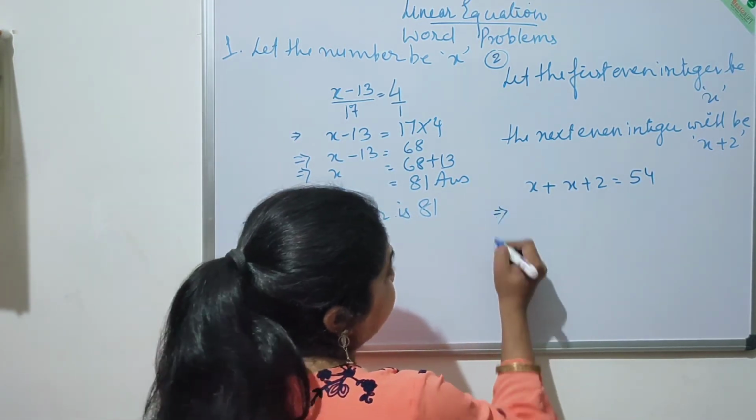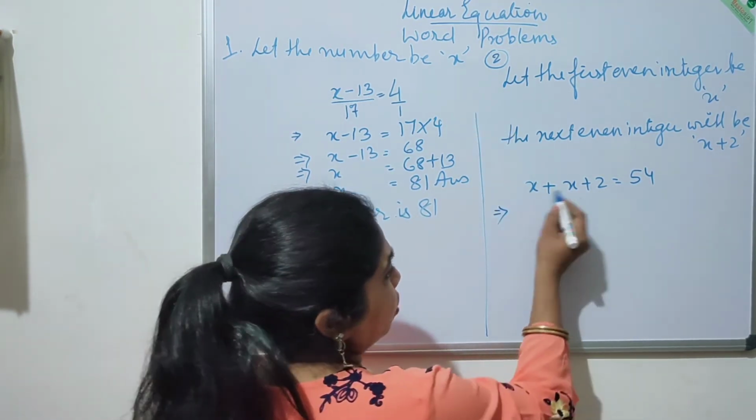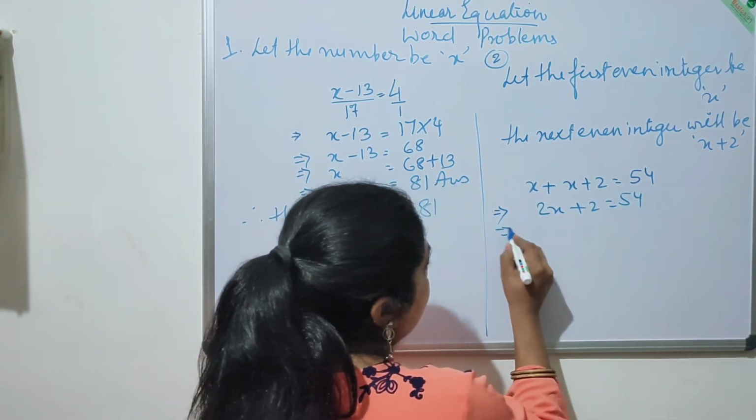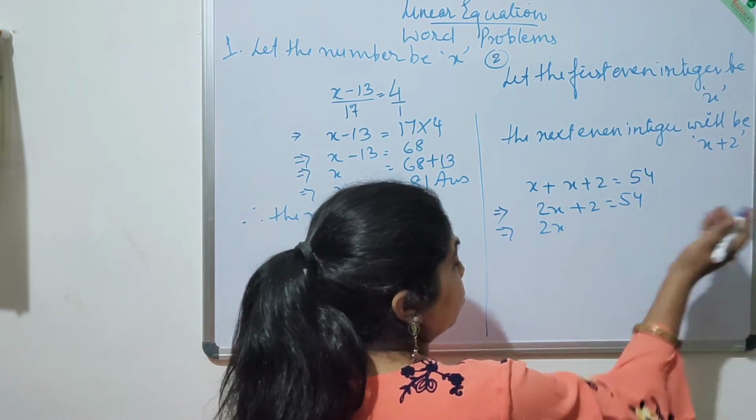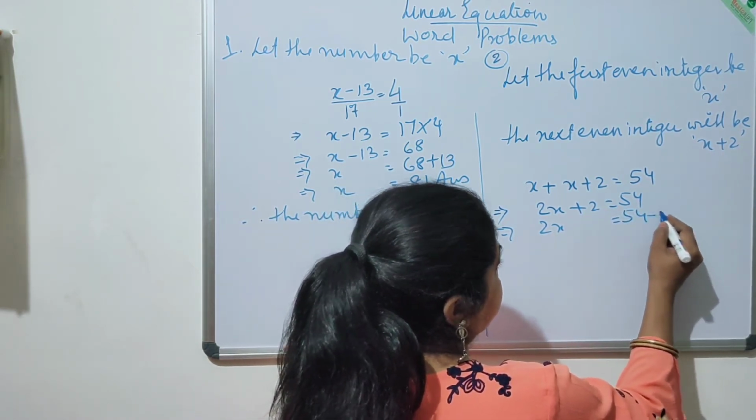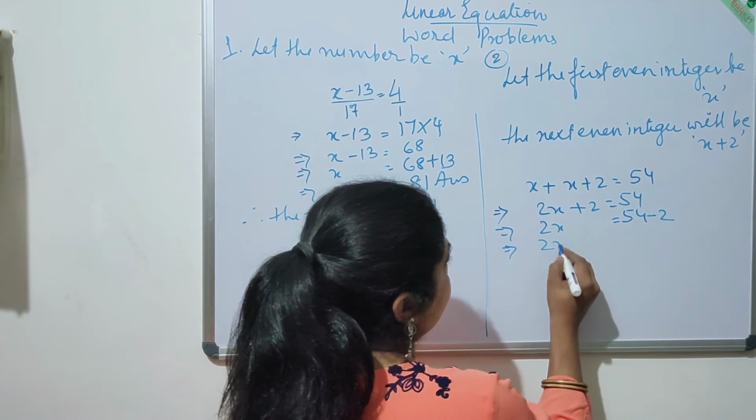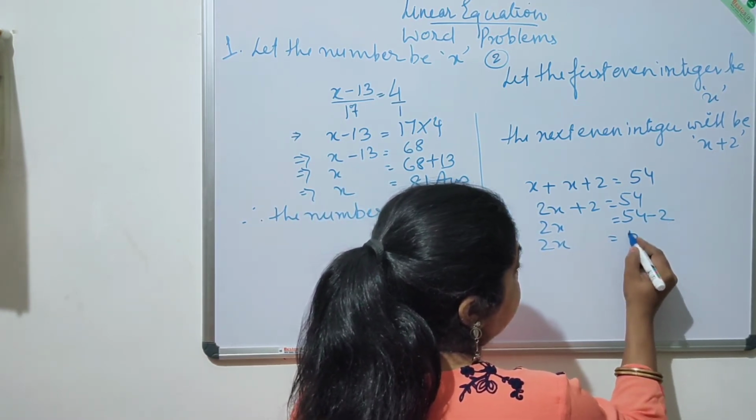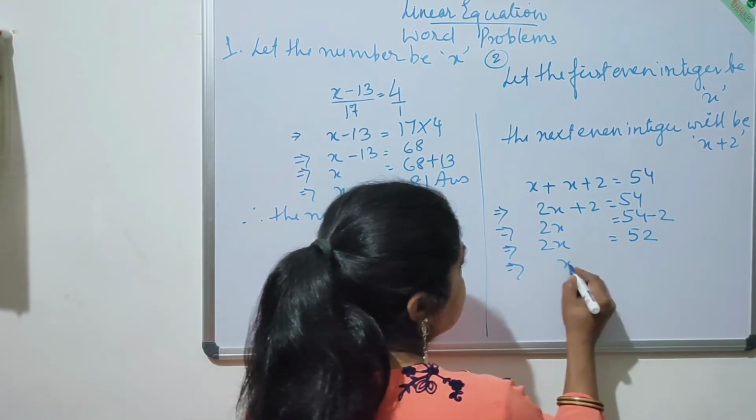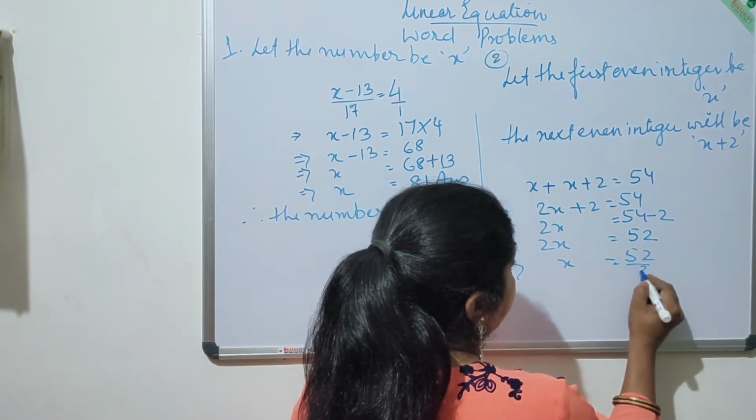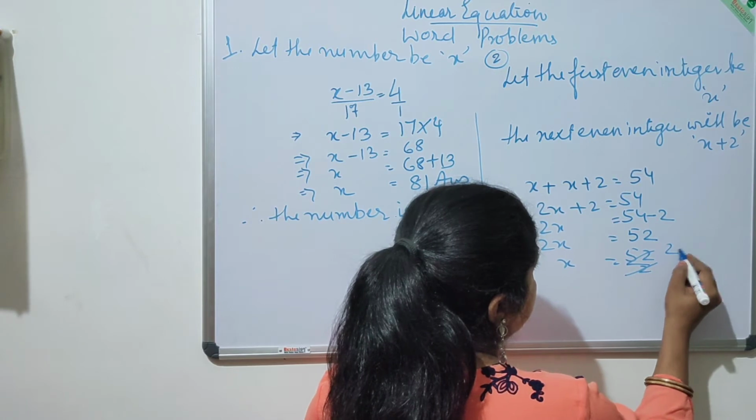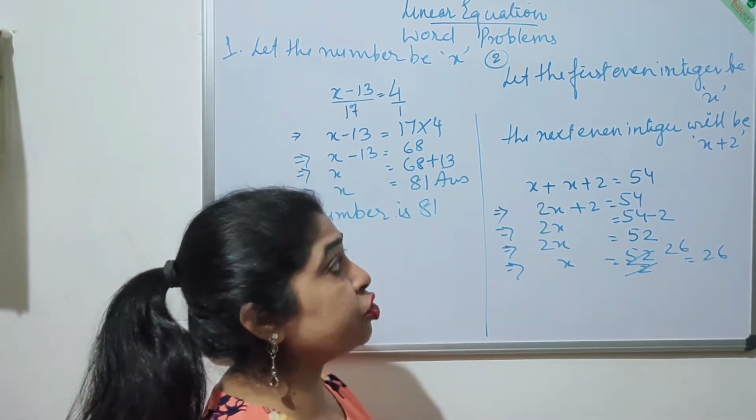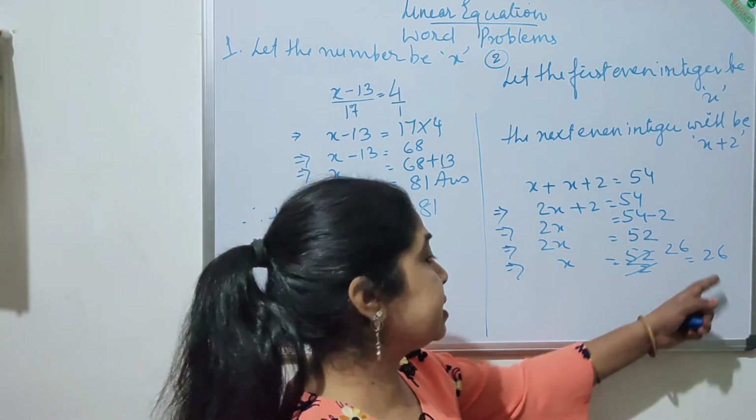Okay, so let us find. 2x plus 2 is equal to 54, or 2x is equal to 54 minus 2, as plus 2 will go to the right hand side and become minus 2. So 2x is 54 minus 2, which is 52, or x is equal to 52 by 2, that is 26. That means x is 26. That means the first even integer is 26.